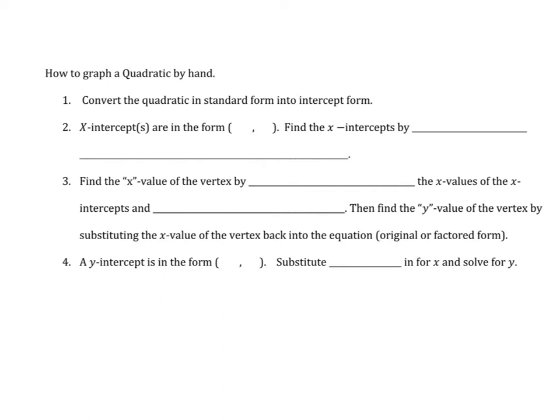So let's just remember, standard form looks like this, right? That's standard form: ax squared plus bx plus c. If we want to convert it to intercept form, that means we're going to have to factor, and it would be something like that, right? Where we have 2 binomials being multiplied. So in order to do that, we're going to factor.